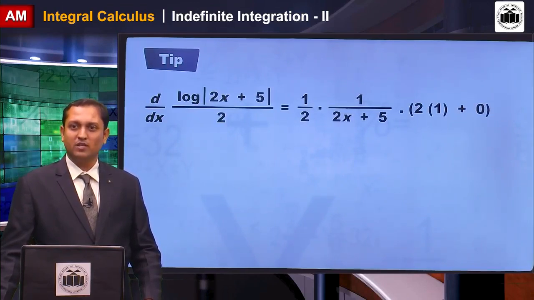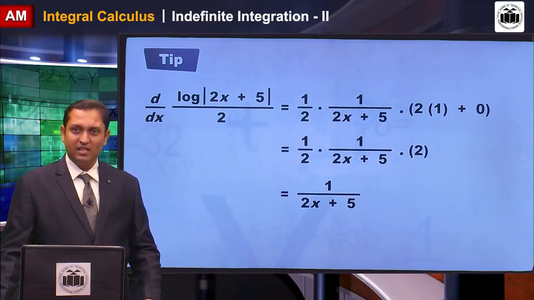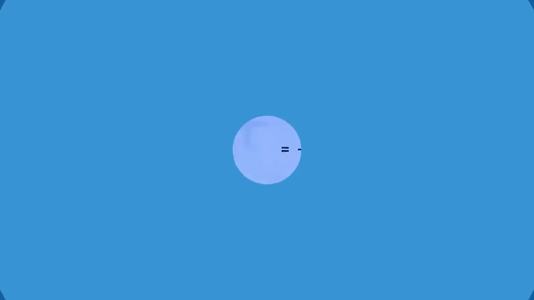Derivative of 2x plus pi is nothing but 2 into 1 plus 0, which is nothing but 2. Remaining terms as it is. The half and 2 will get cancelled and we get 1 upon (2x plus pi), which is the given integral. So, we can see that by obtaining the derivative of the answer, we can get the integral and we can check whether our answer is correct.